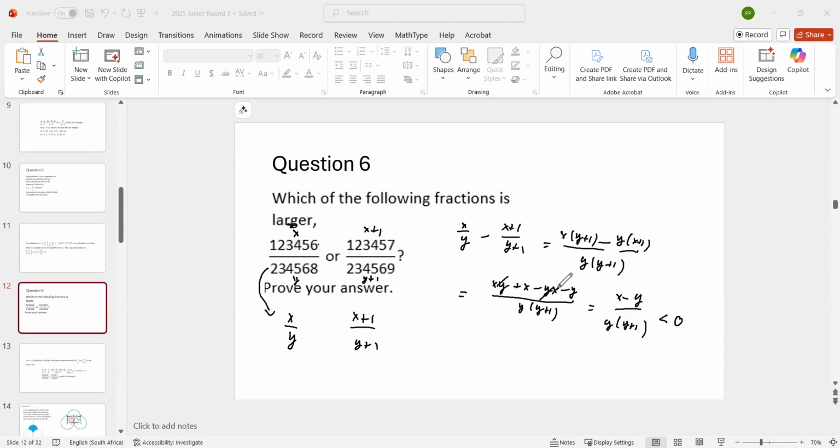So that is negative because x minus y, and of course y and y plus 1 are both positive. So it means that you got x minus 1 is negative, so x over y must be less than x plus 1 over y plus 1. So this is the larger one, right? In other words, the larger of these 2 fractions is the one on the right-hand side.